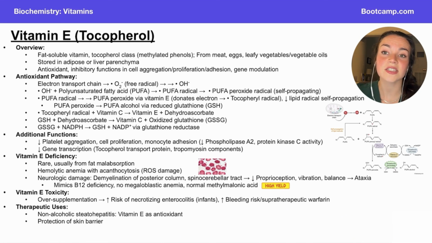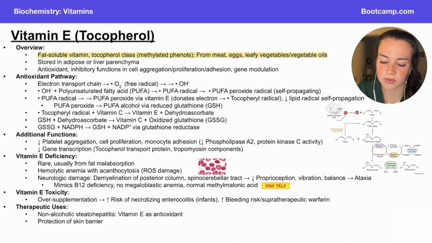Vitamin E is the last fat-soluble vitamin we're going to be talking about in this unit. And it is from a class of molecules called tocopherols, which is just a fancy word for a methylated phenol. Vitamin E comes from your diet, specifically from sources like meat, eggs, leafy vegetables, and vegetable oils.